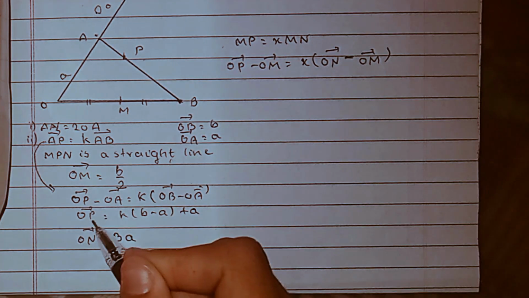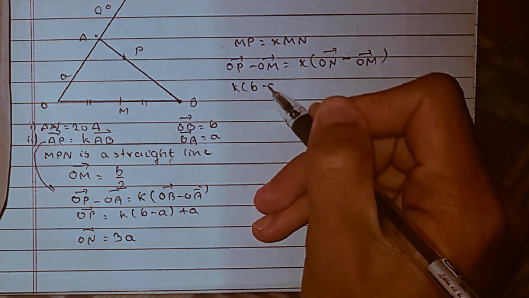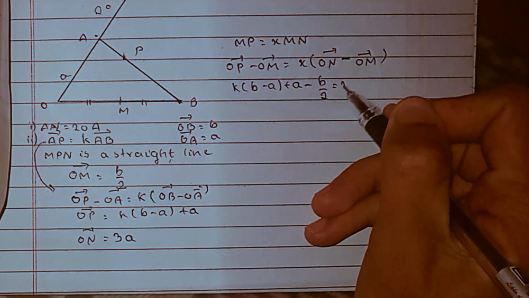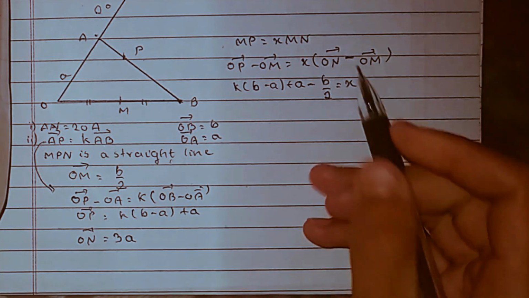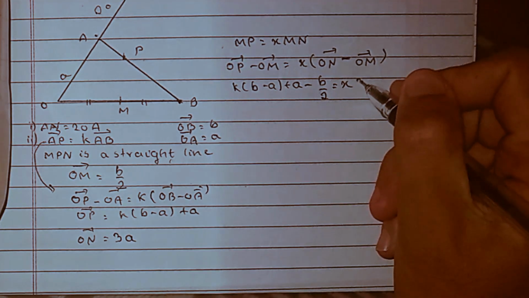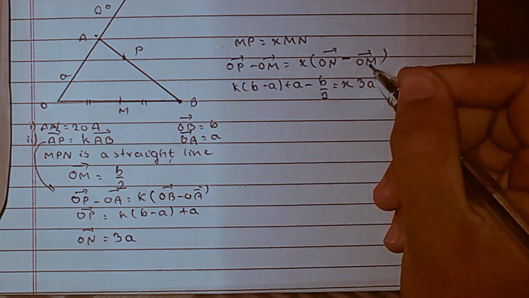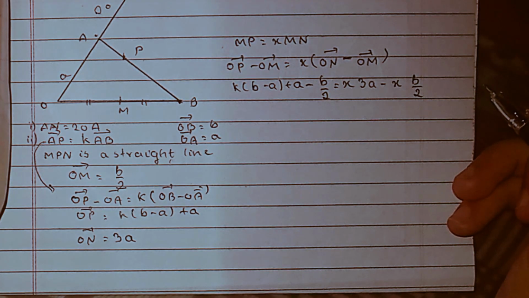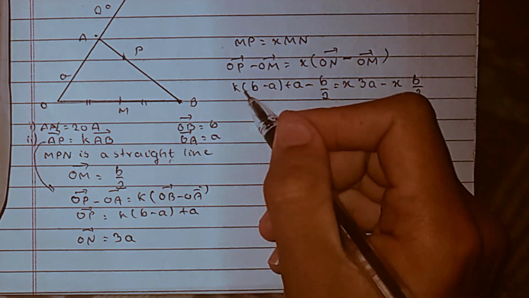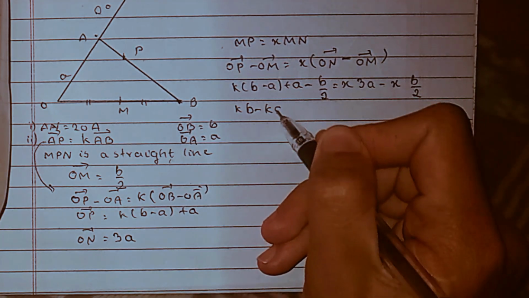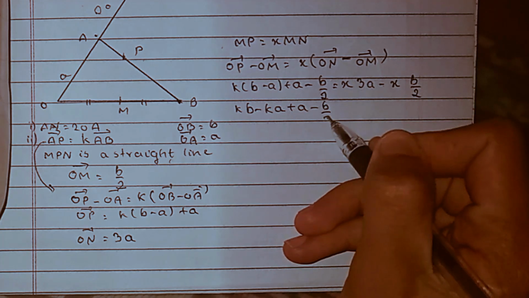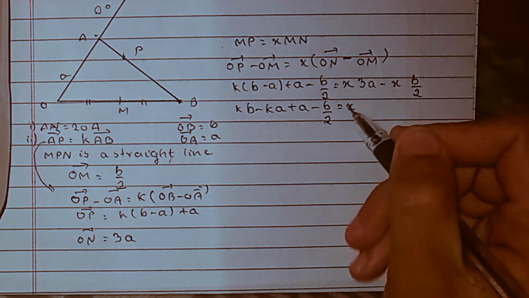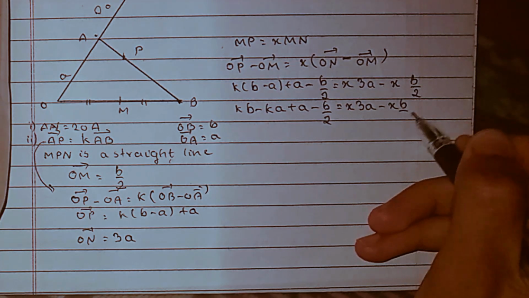So what is the OP vector? The OP vector is k(B minus A) plus A, minus OM. The OM vector is B by 2, equals x times the ON vector. The ON vector is 3A, so x times 3A minus x times the OM vector, and the OM vector is B by 2. So kB minus kA plus A minus B by 2 is equal to x 3A minus x B by 2.